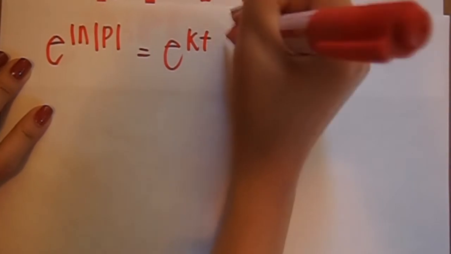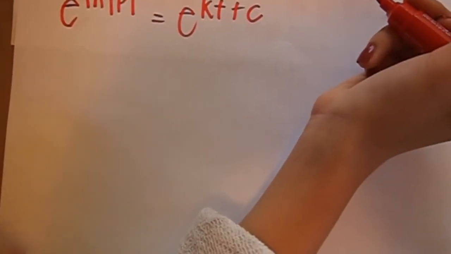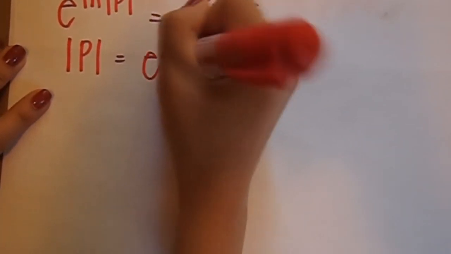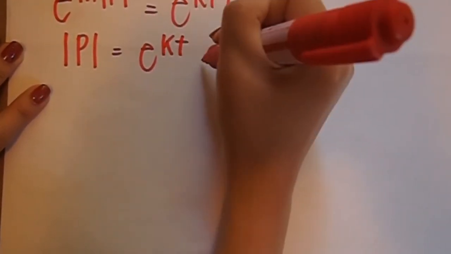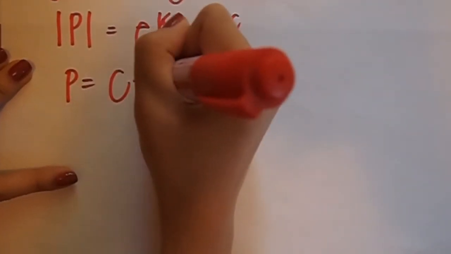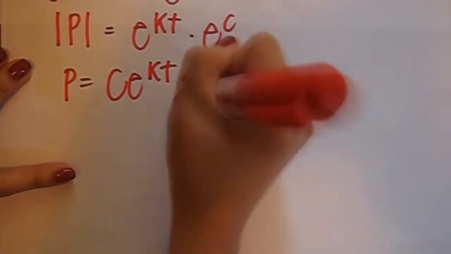Then you exponentiate both sides, so you get e to the natural log of the absolute value of P equals e to the constant times t plus C. So after you rewrite it, you get the absolute value of P equals e to the constant times t times e to C. And then you rewrite it again, and you get P equals C e to the constant times t.